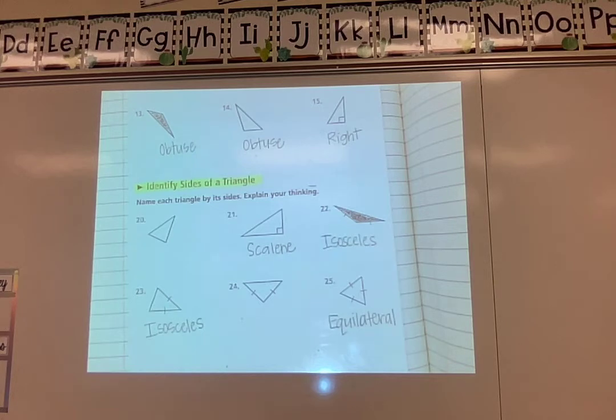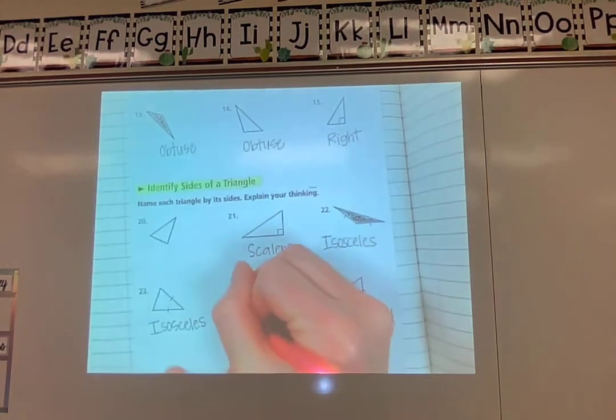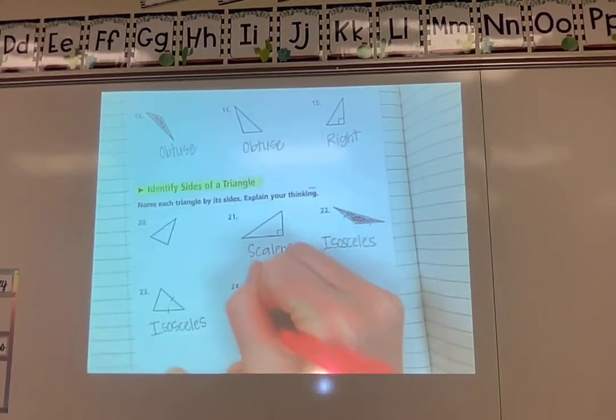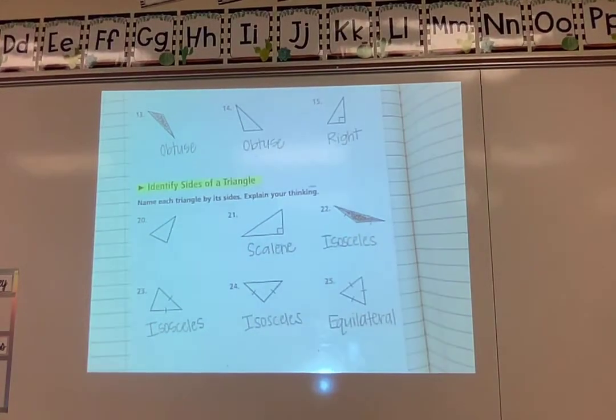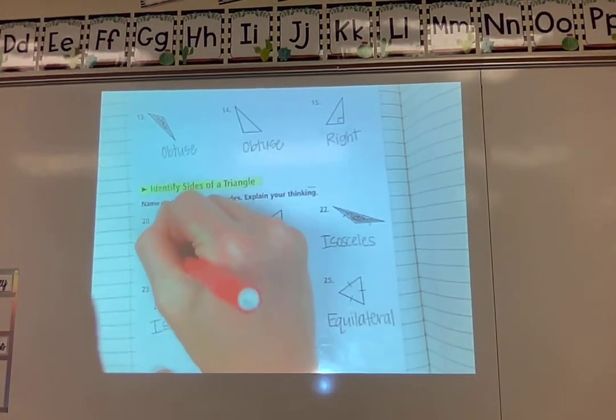All right, we have 2 more. Let's go ahead and do number 24 next. Noticing those marks, I see 2 sides are the same. The third side is not. So remember, 2 sides the same, that is isosceles. And finally, number 20. I don't see any tick marks, so that must mean that all of the sides are a little bit different length. And if all of the sides are different, remember that is scalene.